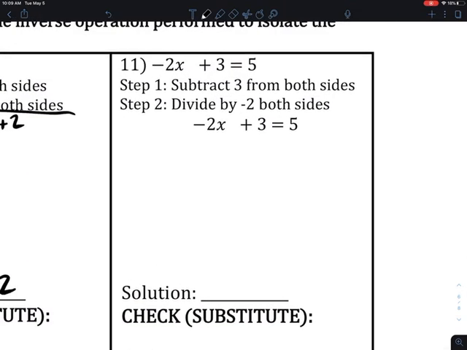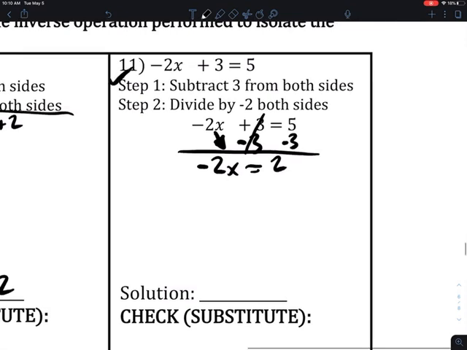And example number 11 here. Step 1, subtract 3 from both sides. Minus 3. Minus 3. I'm going to bring everything else down that I haven't used. Like for example, negative 2x, I haven't used it, so I'm going to bring it straight down. Negative 2x. Plus 3 and negative 3 are inverses of each other, so therefore they cancel out. Equals 5 minus 3, which gives us 2.